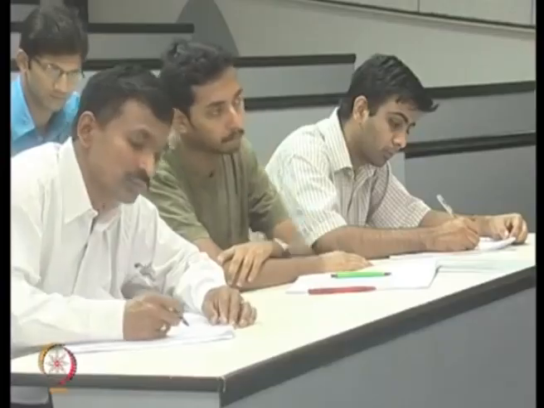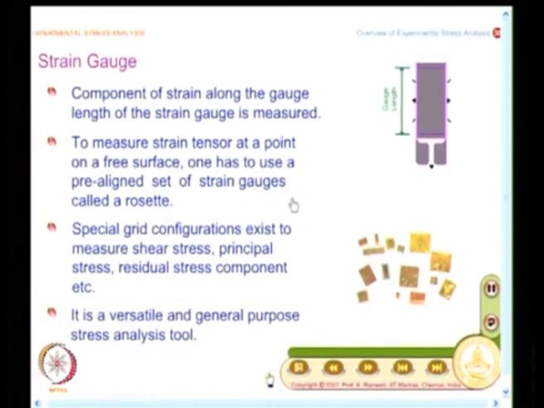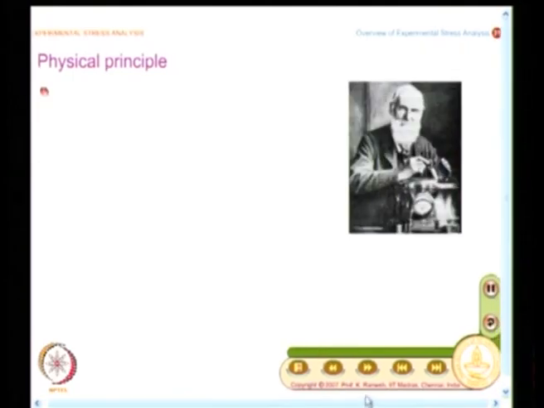And what you see here is an array of strain gauges for various applications, and this one has a hole. This is meant for finding out the residual stress component, and I mentioned strip gauges. This is what a strip gauge is. You have a series of strain gauges available in a strip, and likewise you have various grid configurations available. This is from various manufacturers who have given this. And what is the physical principle this technique is based on?